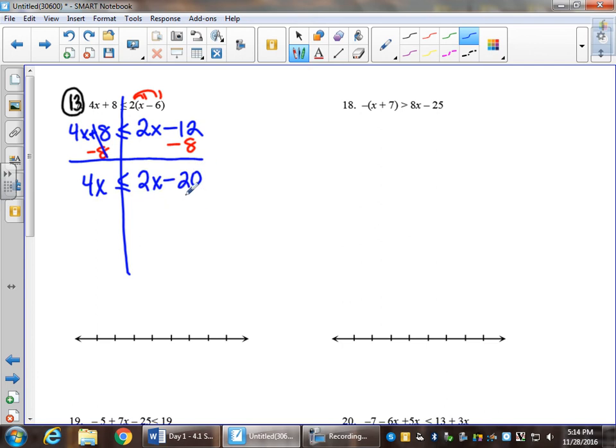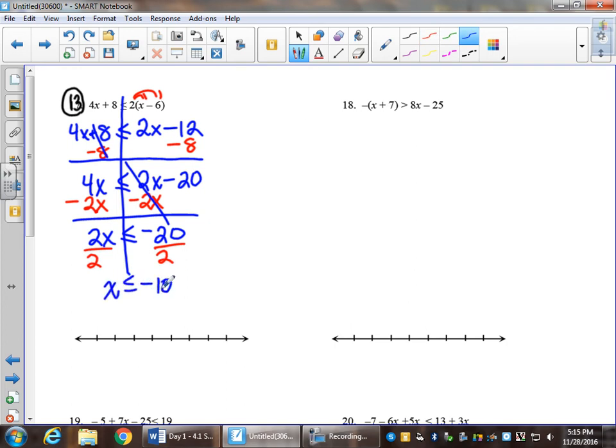On the right side, I just want numbers. So the negative 20 will stay. It's the 2x that can't stay. So I'll subtract 2x from both sides. 4x minus 2x is 2x, less than or equal to negative 20. Divide by 2. Divide by 2. X is less than or equal to negative 10.